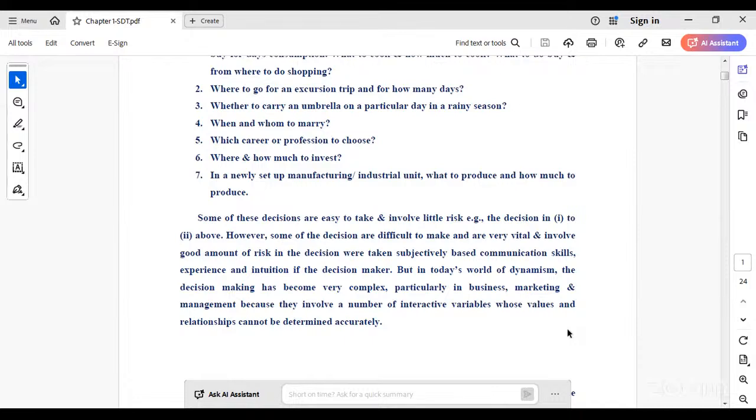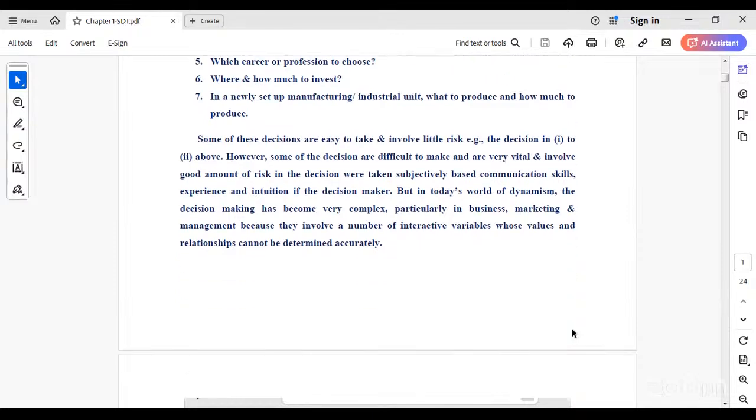But in today's world of dynamism, decision making has become very complex, particularly in business, marketing, and management, because they involve a number of interactive variables whose values and relationships cannot be determined accurately. Okay, so decision making is very complex, particularly in business, marketing, then management.